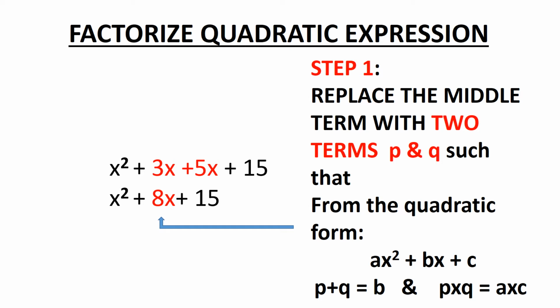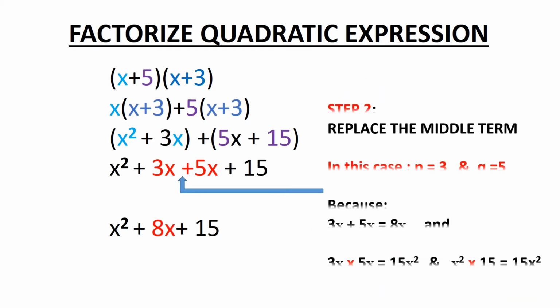One way of finding these numbers is to factor 15. So I look to see what are the factors of 15 that when added give me a value of 8. In this case, 3 multiplied by 5 is 15 and 3 plus 5 is 8. Therefore, my values of P and Q are 3 and 5.